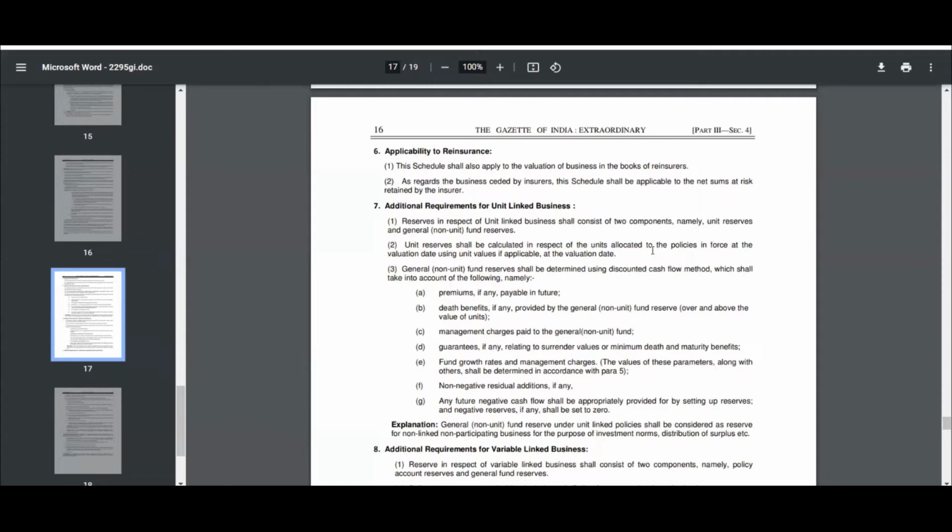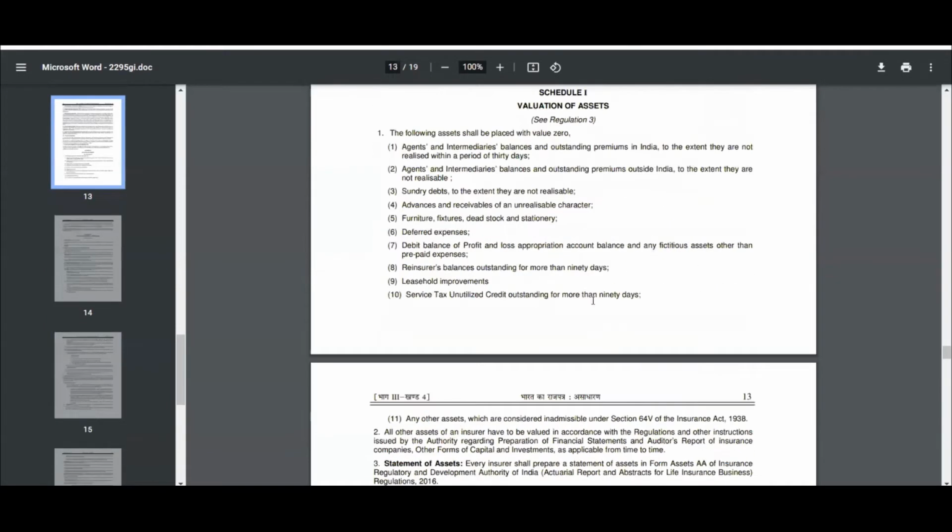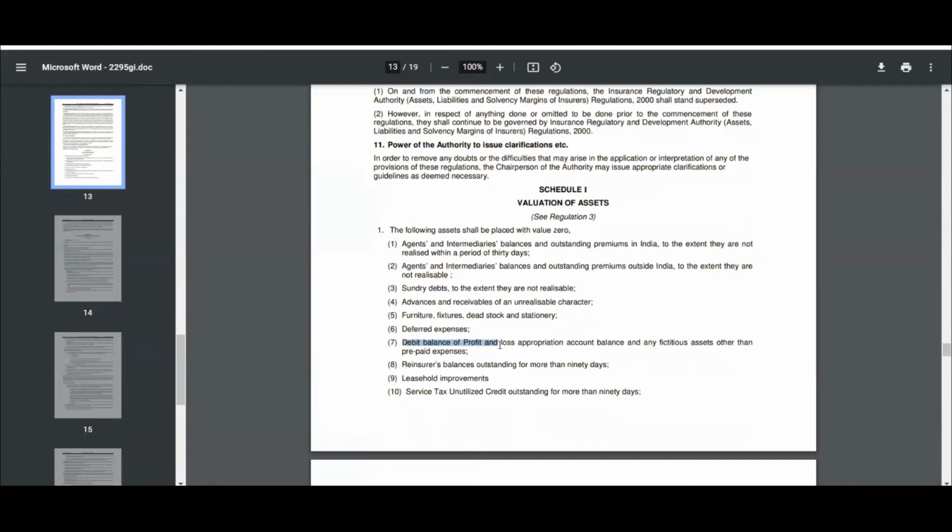And this also brings us to the question I asked yesterday: what is the profit and loss appropriation account? It was mentioned that any debit in the profit and loss appropriation account would be given a value of 0. If you go back, this is the valuation of liabilities, and this is the portion. Any debit balance of profit and loss account, and any other fictitious asset other than prepaid expense, would be given a value of 0. Why is that the case?